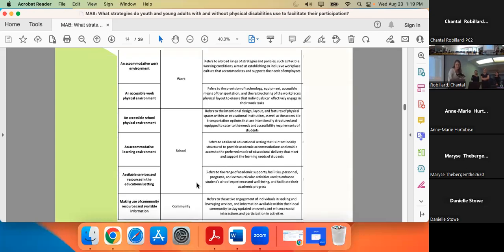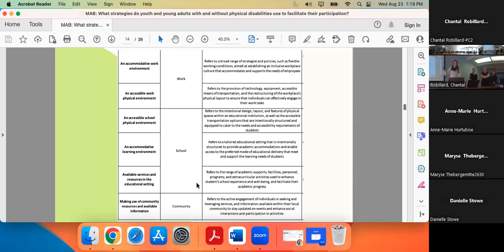Yes, next slide. It's a big table. An accommodative work environment. So it's really when at work, participants have mentioned strategies related to receiving accommodations, policies, flexible working hours, aimed at establishing an inclusive workplace culture. An accessible physical work environment, so having accessible features such as elevators, automatic doors, etc.